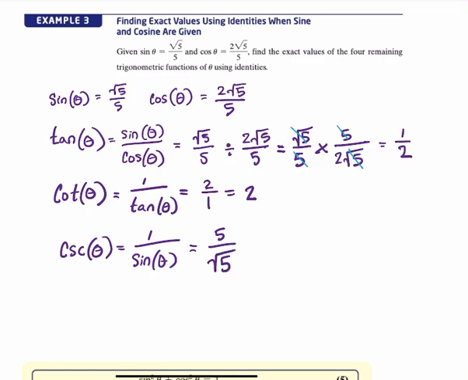We're flipping the fraction. But then we need to typically rationalize the denominator. So let's multiply this by root 5 over root 5. So I'll get 5 root 5 over 5, because root 5 times root 5 cancels the square root. That's what we want. And then notice these 5's will cancel, so I will get just the square root of 5. So that's the cosecant. Now let's do the secant.